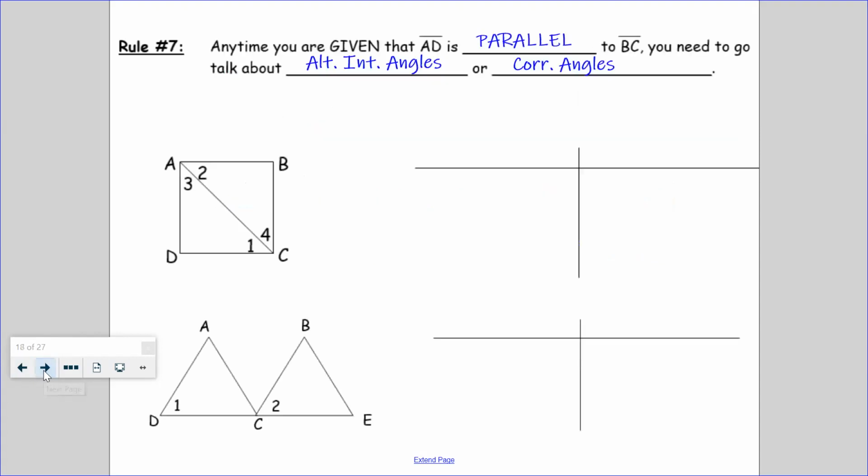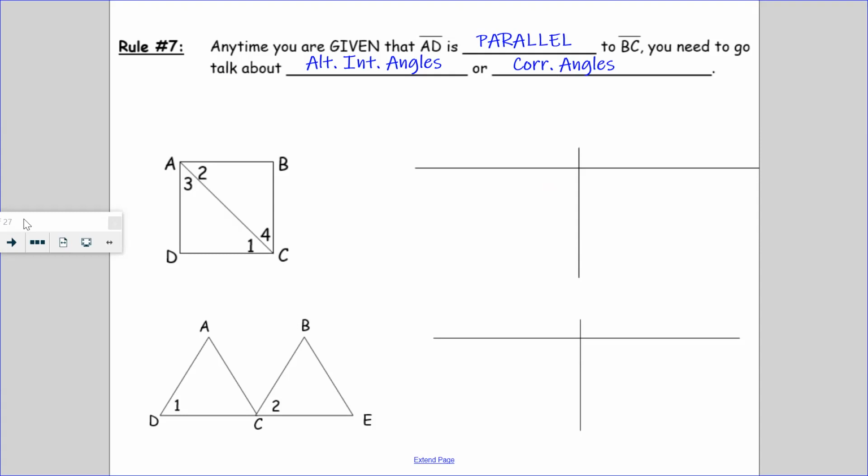Okay, the last rule deals with parallel lines. Anytime you are given that there are parallel lines, you are going to talk about either alternating interior angles or corresponding angles. We will not talk about alternating exterior angles. We will not talk about consecutive interior angles, because consecutive interior angles are supplementary and we're trying to prove parts congruent. So we will always talk about either corresponding or alternating interior angles.